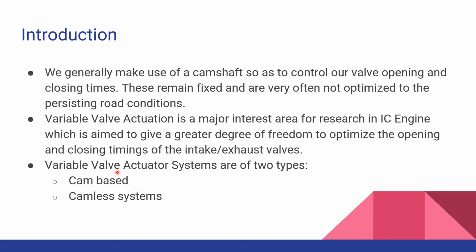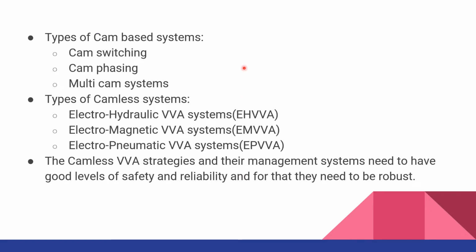So variable valve actuator systems are divided into two types: the cam-based systems and the camless systems. The cam-based systems are further subdivided into three types: the cam switching, cam phasing, and multicam systems. On the other hand, camless systems are subdivided into three types: electrohydraulic, electromagnetic, and electro-pneumatic VVA systems.